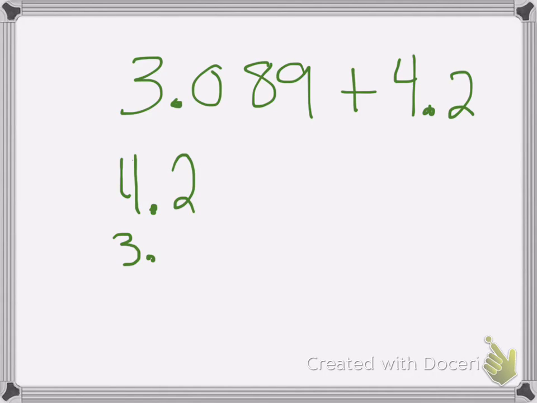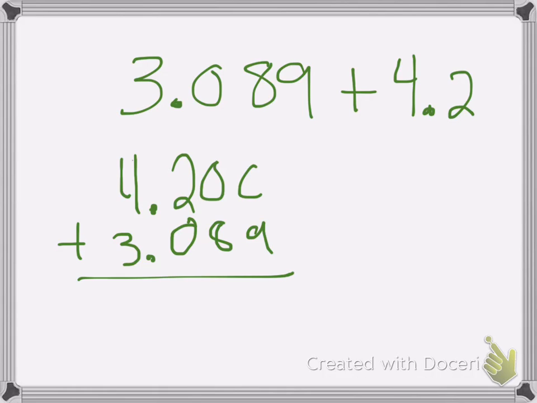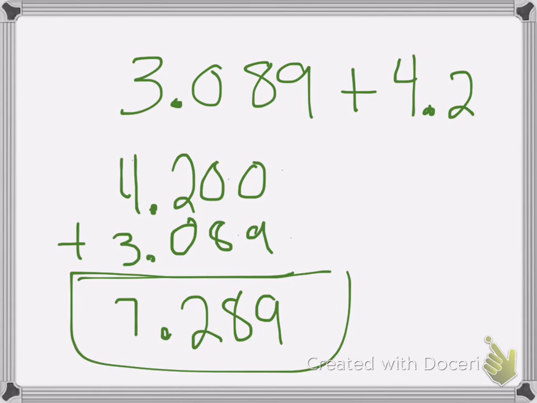3.089, and we have the addition. I lined my decimals up, and I'm going to put some placeholders in. 0 plus 9 is 9. 0 plus 8 is 8. 2 plus 0 is 2. 3 plus 4 is 7. So that right there, we brought our decimal straight down. And that is adding and subtracting decimals. You use the same steps for subtracting.